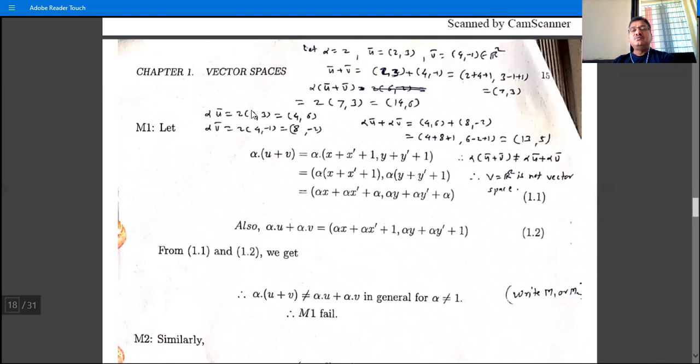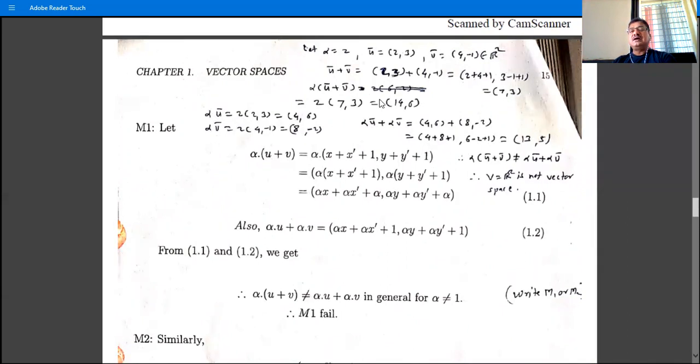Now find alpha u bar. Alpha is 2, u bar is (2, 3), and it is (4, 6). Alpha v bar is 2 times (4, minus 1), which is (8, minus 2). And what is alpha u bar plus alpha v bar? It is (4, 6) plus (8, minus 2), which is 4 plus 8 plus 1, comma 6 plus minus 2 plus 1, by using the definition given in the problem. And it is (13, 5).